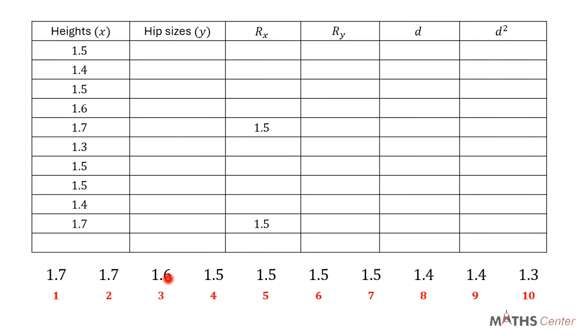Then the next value is 1.6. It occurs just once and the rank is 3, and so that's what we assign to it. 1.6 will have a rank of 3.